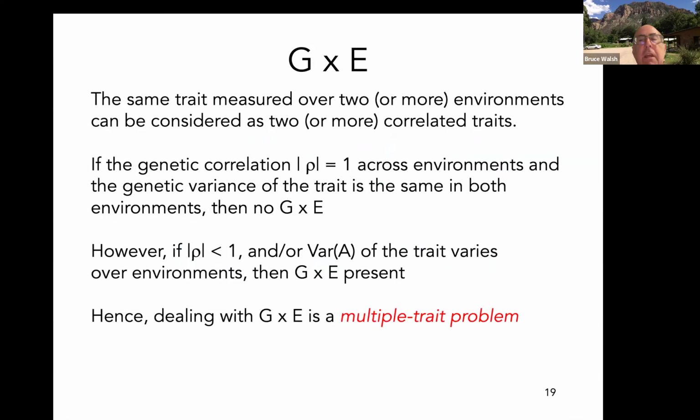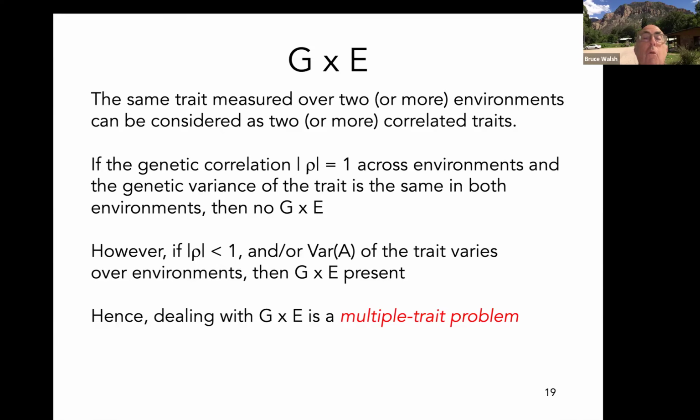Correlated characters is the key that picks the lock of G by E problems. G by E is often thought to be mystical and mysterious and complicated, but it's actually really straightforward. If I have a series of maize lines and I measure them all in Uganda, and then I measure all of them in, let's say, Djibouti, even though it's the same individuals, they're probably subtly different traits. I'm measuring the same thing, but probably different genes are involved and different genes are expressed.